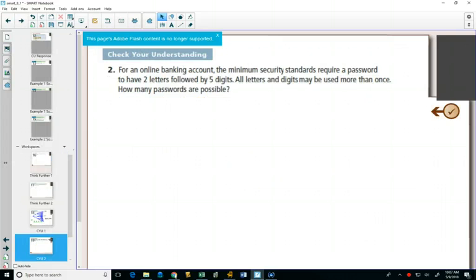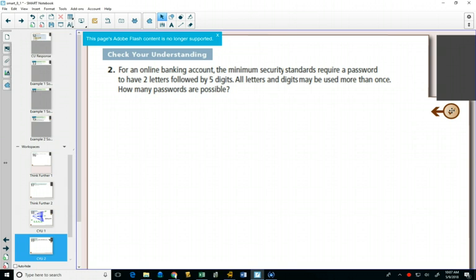this is one of the applications of this unit. We have to think about how many passwords are possible. How many license plates are possible? Why does Ontario have an extra letter in their license plates than we do? Because they ran out of choices and had to make more, whereas we're okay with the number of choices that we have. So for online banking, we've got minimum security standards to have 2 letters followed by 5 digits. All letters and digits may be used more than once. How many passwords are possible?